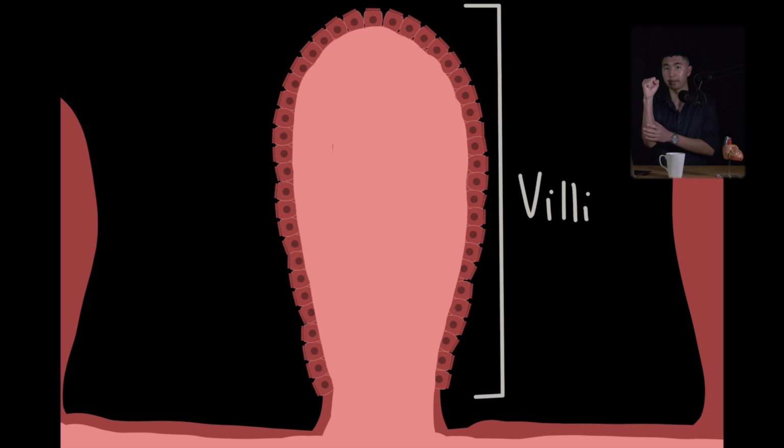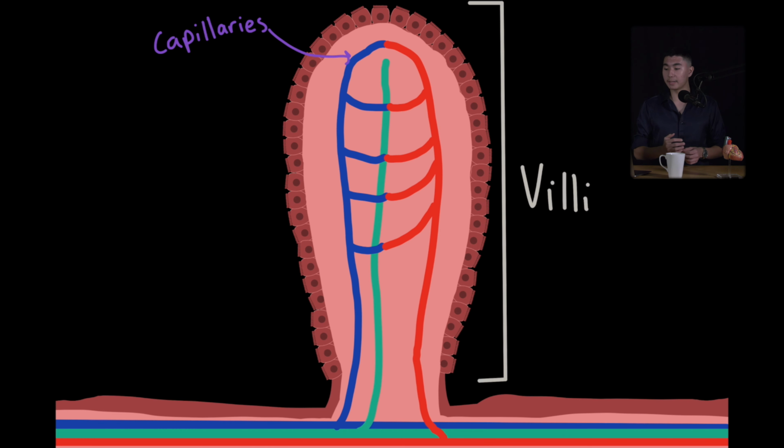Now, the bigger villi, the bigger finger-like projection, contains blood capillaries for the absorption of glucose and amino acids, and lacteals for the absorption of fats. This goes to show how important the lymphatic system is in the absorption of fat, because the lacteals literally go into the lymphatic system.